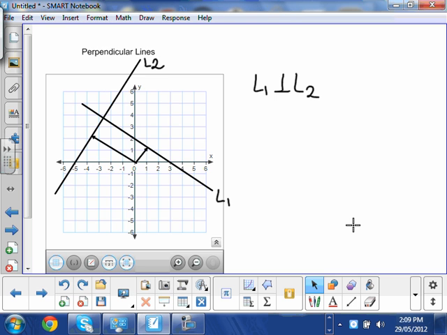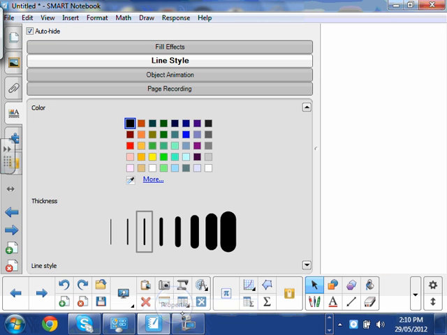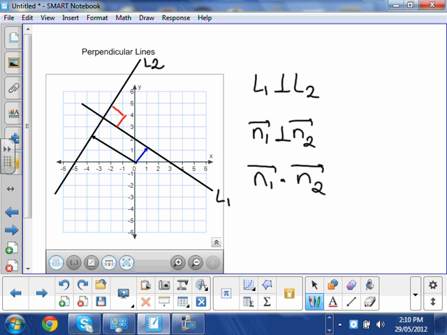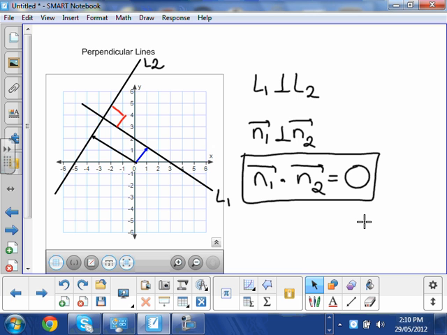Let me change the color of this one. Yeah, this is better. Good. So don't forget what I want. I want the condition for L1 and L2 to be perpendicular. Guess what's going to happen with their normal vectors, N1 and N2? They will be perpendicular as well. How do I write the fact that two vectors are perpendicular? The dot product of these two vectors must be 0. So there you go. This is the condition for two lines to be perpendicular in terms of the normal vectors.